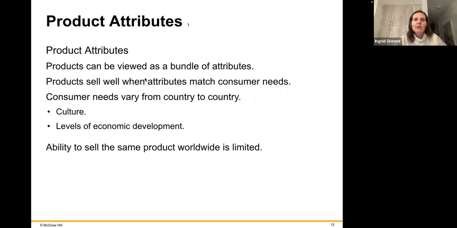Product attributes. Maybe some of you are really excited about creating new products, right? I have a good girlfriend from childhood, whom I think I've talked about, who does fragrance design. She has her undergrad in marketing and her master's from the Fashion Institute of Technology, specifically in fragrance design. They call her the nose, because she goes around and sniffs lots of different perfumes and decides which attribute should go into that perfume. So products can be viewed as a bundle of different attributes. Products sell well when attributes match the consumer needs.